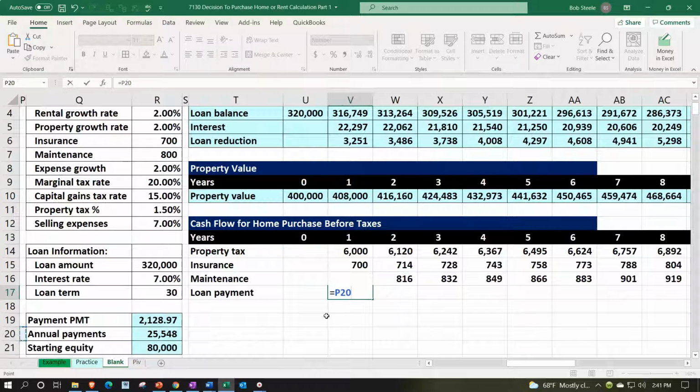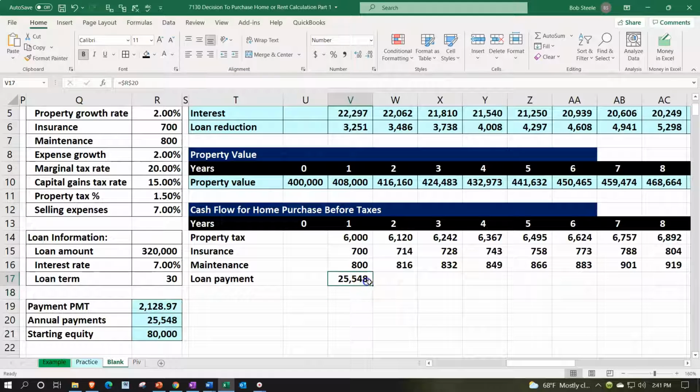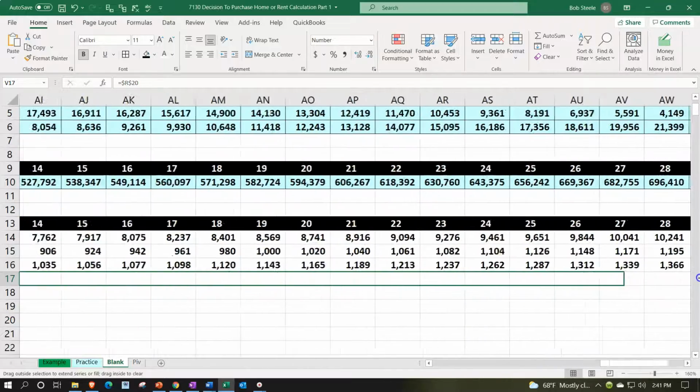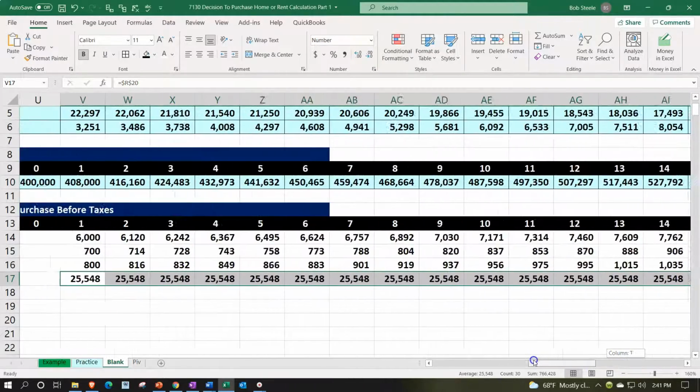So the payment was at this, what did we say, 25,540, which is the 2,128.97 times 12. And we're just going to keep that the same. Therefore, F4 on the keyboard, absolute reference, $R, $20. And then put our cursor back on that, copy that on across. Copy it on down to 30 years. There we have the same payment for the big one.